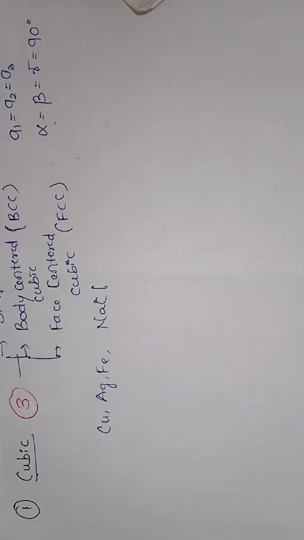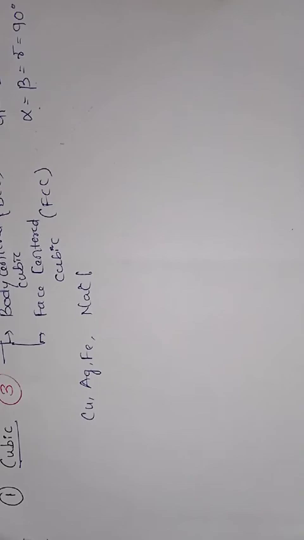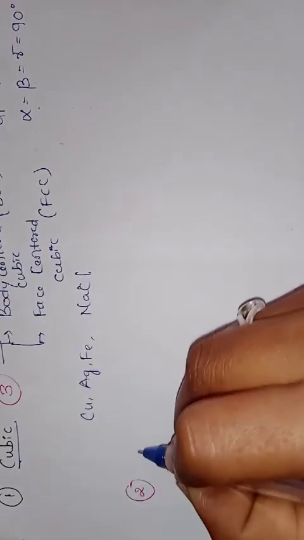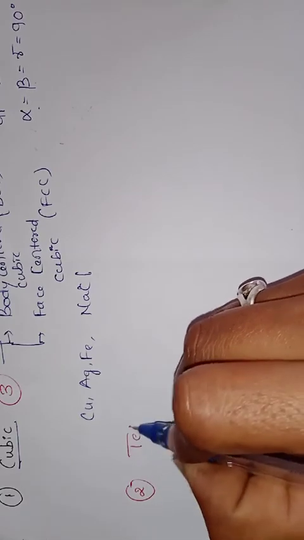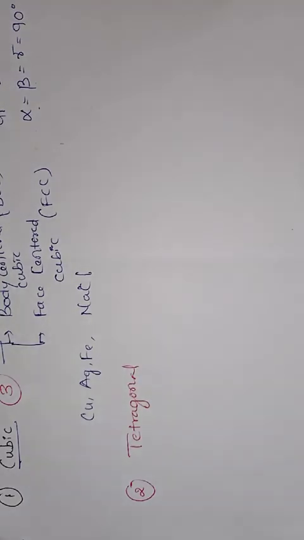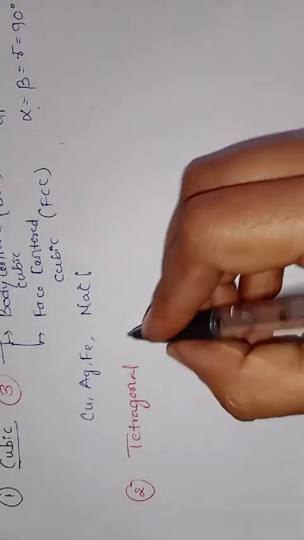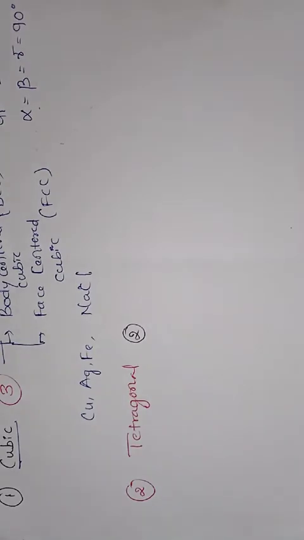Then the second one is tetragonal. Okay. What is the second one? Second one is the tetragonal crystal system. Sorry, tetragonal crystal system. In tetragonal crystal system, the number of lattices is 2. How many lattices are there? There are 2 lattices in the tetragonal.